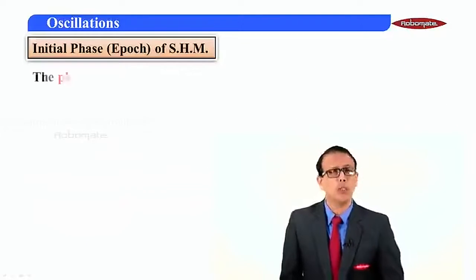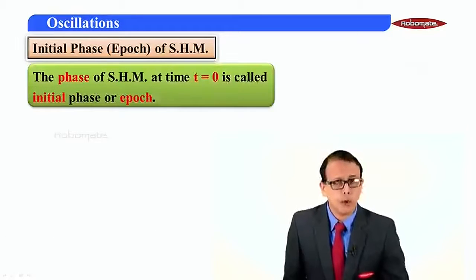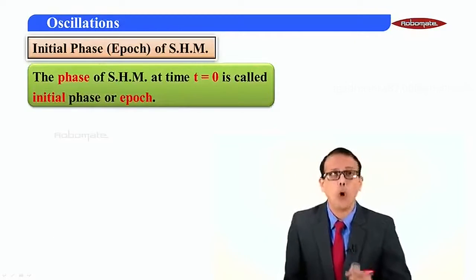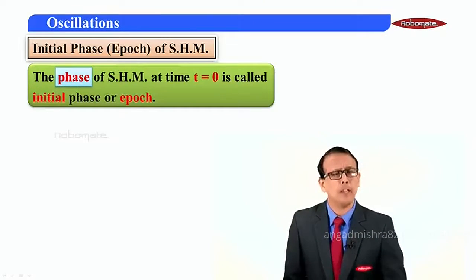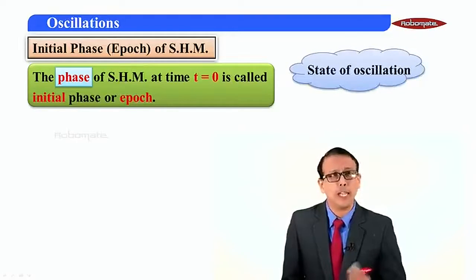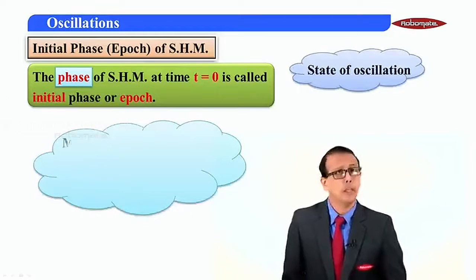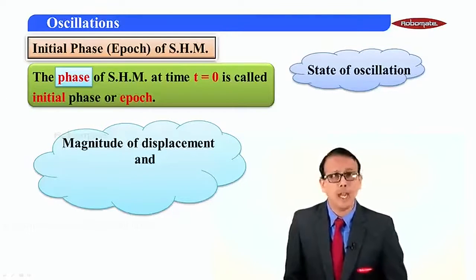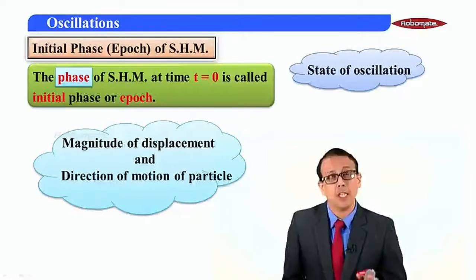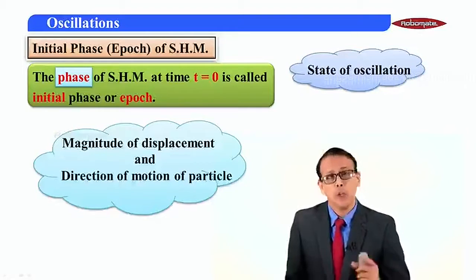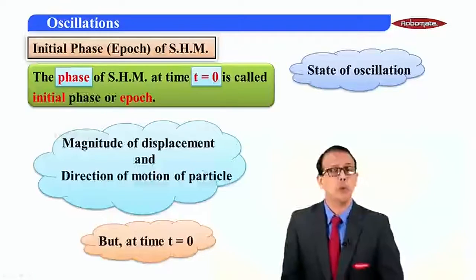So let's define it students. The phase of SHM at t is equal to 0 is called initial phase or epoch. Students, the word phase is coming in the definition. We know phase indicates the state of oscillation, and state of oscillation means two things, that is the magnitude of displacement and the direction of motion of the particle. Now, phase was at any instant, but in the case of initial phase, no doubt we are again getting phase, but this time at time t is equal to 0.